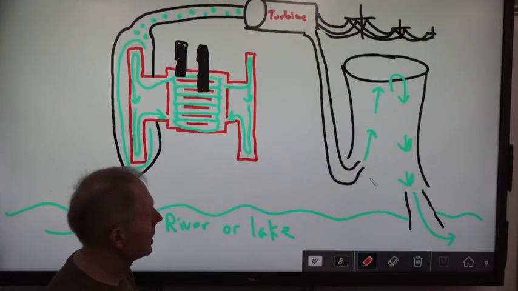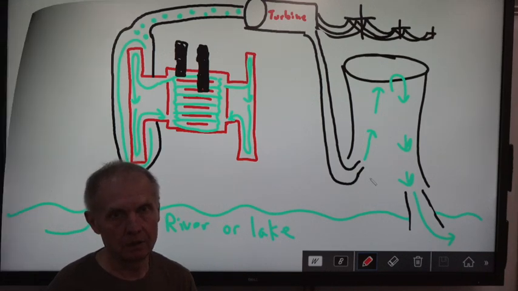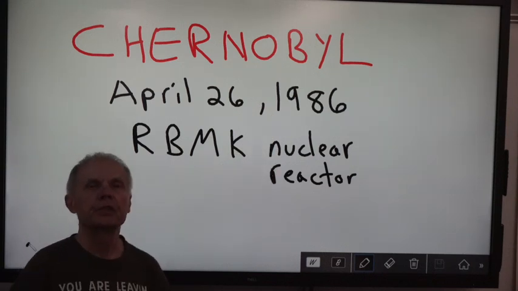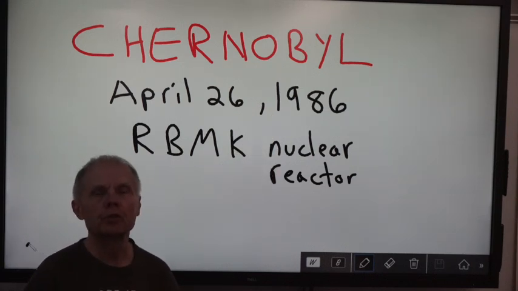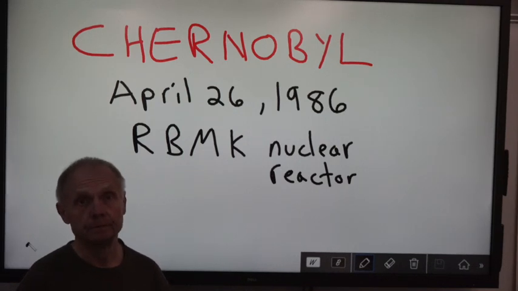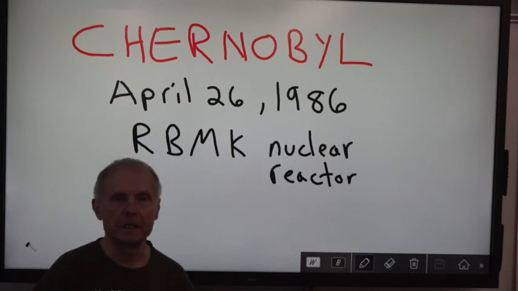Now we're going to talk a little bit about the Chernobyl accident. Chernobyl. This is considered the worst nuclear disaster in the world, ever. Okay? Chernobyl is located in the Ukraine.